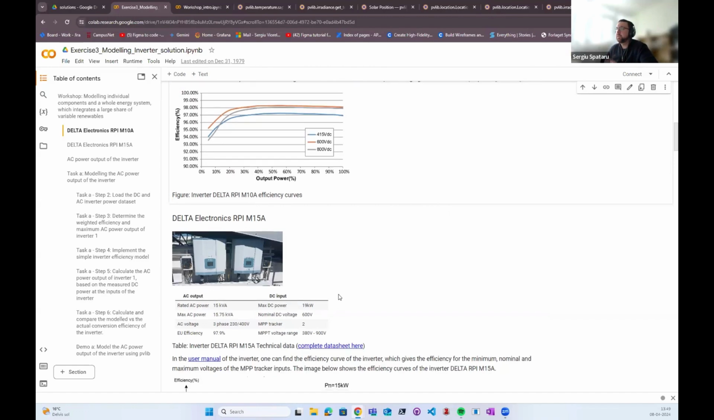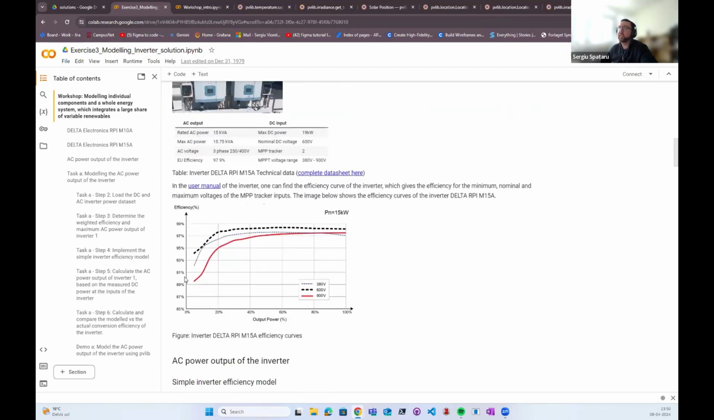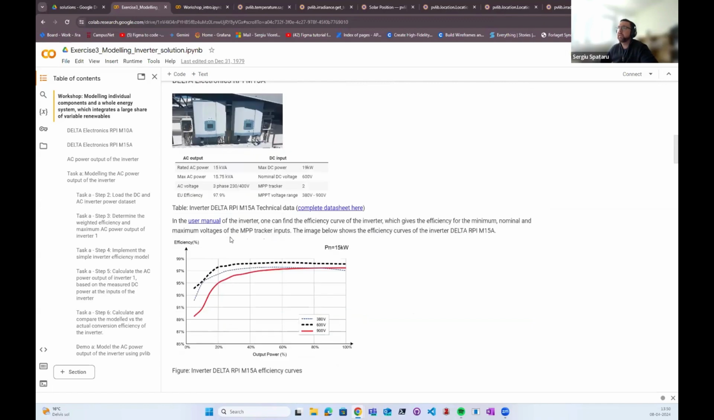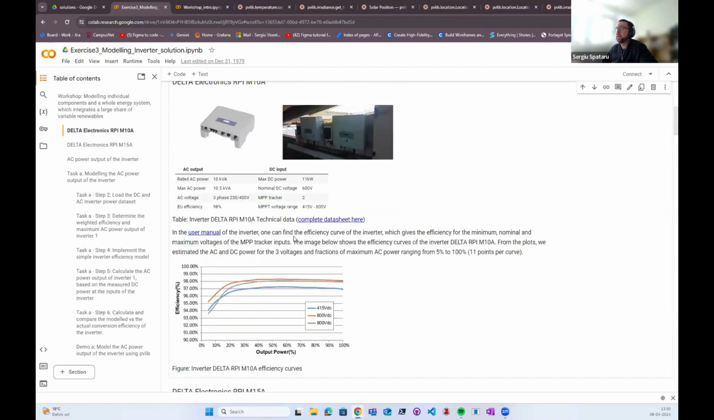Now the second inverter used is this Delta 15A, which is a 16.5 kilowatt inverter used on the southwest roof. This is slightly larger, and you can see it has a slightly different efficiency curve, but it has kind of the same average efficiency. This EU efficiency is a weighted average that takes this curve and weights it by how long during the year the inverter typically operates at that loading. So this EU efficiency is an average weighted efficiency for European countries, or for the European climate. Let's say that.